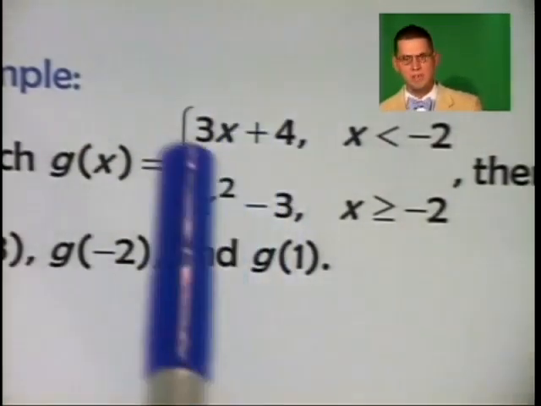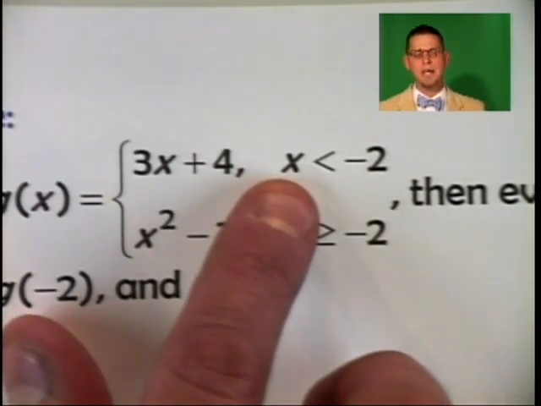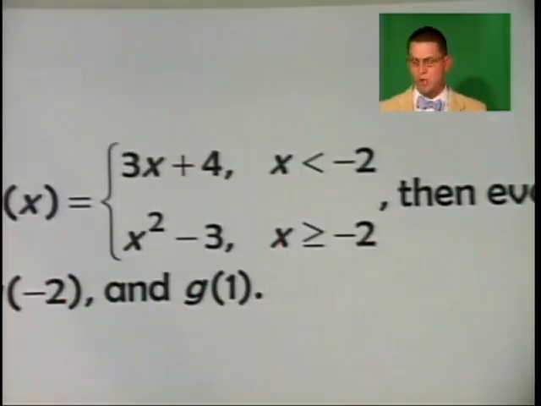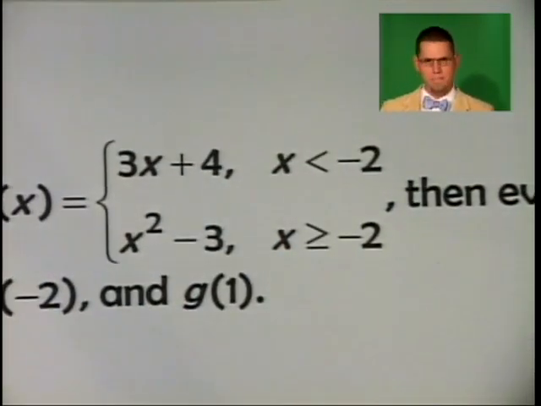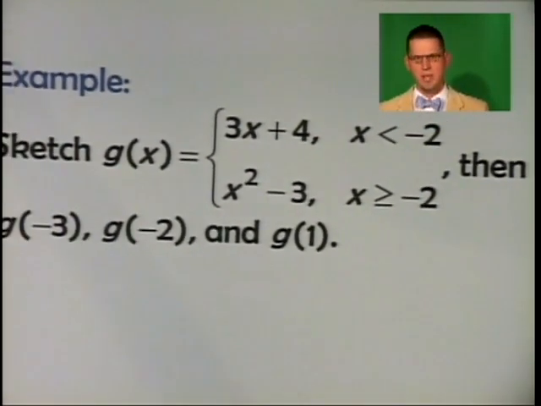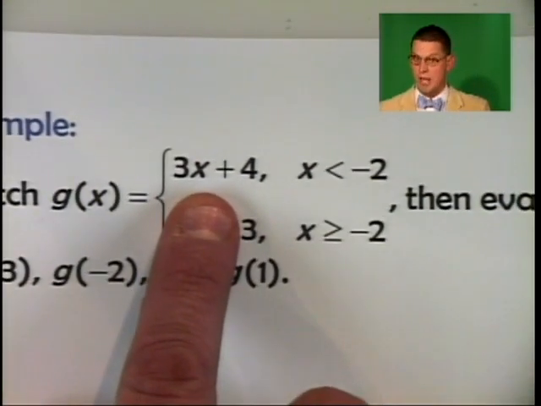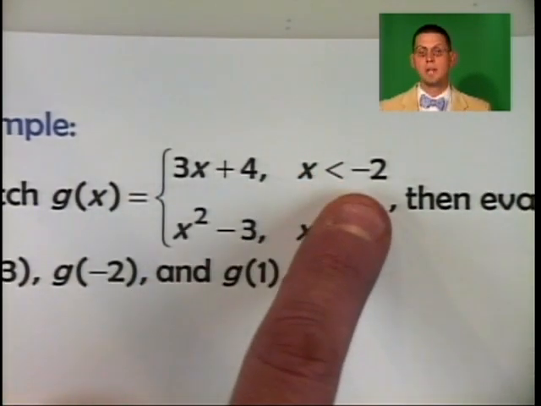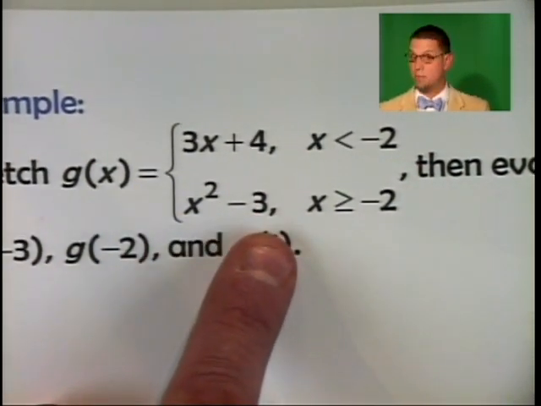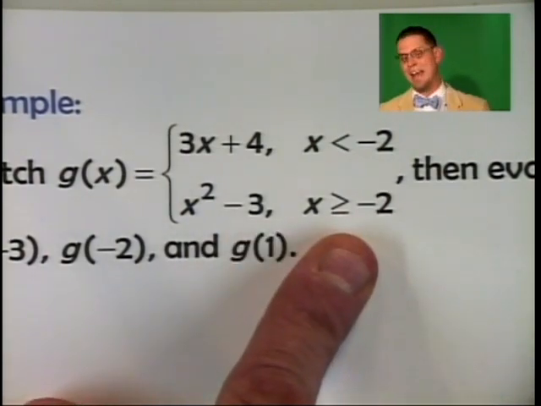Now the pieces can be listed in any specific order, but typically we like to list them in increasing intervals of x values. So we start small and we go from left to right on the graph. Okay? So let's look at this function right here. It's g of x, so g is the name, and it's defined by two different pieces. It's part 3x plus 4, which is a line, and it's going to be a line to the left of x equals negative 2. And then it's x squared minus 3, which is part parabola, and it's going to be part parabola to the right of negative 2 and at negative 2.